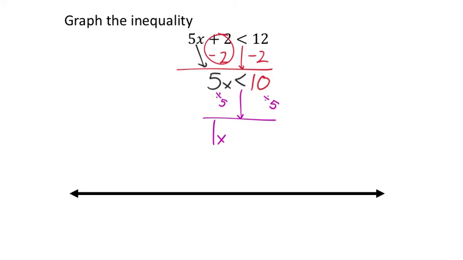Now before you just start flipping the inequalities, we divided by 5, but it's positive 5 that we divided by, so that's not going to affect the less than symbol. Still less than. 10 divided by 5 is 2. All right? So this gives us the inequality that we need to put onto the graph.